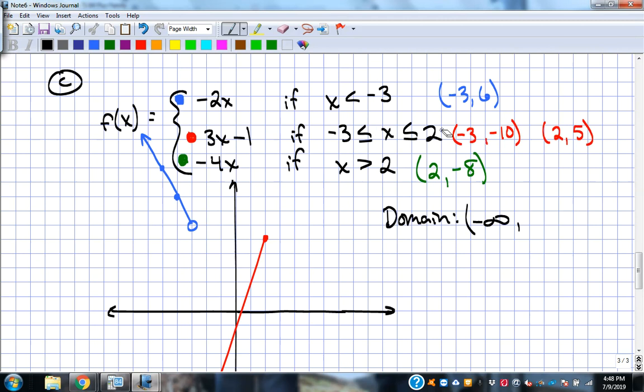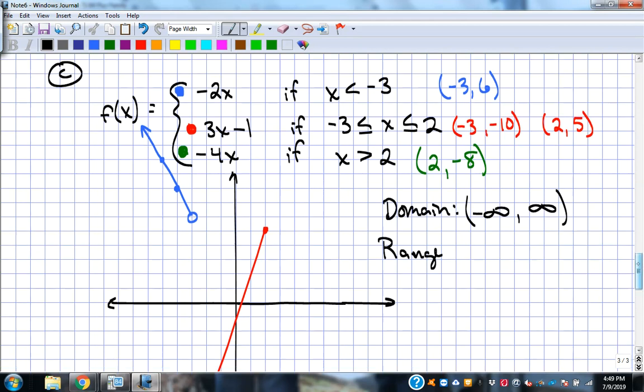And then it uses all of them up to 2. But then the last one doesn't use the 2, but that one did. So the 2 is used, and everything above 2 is used. Hey, what do you know? The domain is going to be -infinity to +infinity. Even though they broke it up into 3 pieces, every number was used out of there. So that's why we don't have any spots that are skipped out. That's nice. The range is not going to be quite as nice, but it's not bad.